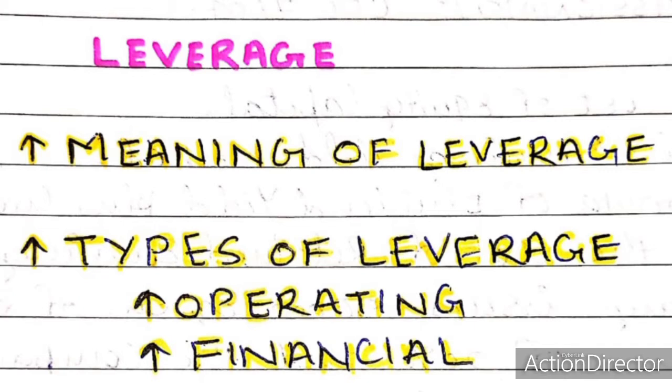Today we are going to start a new chapter which is Operating and Financial Leverage. In this chapter we will understand the meaning of leverage, types of leverages, namely operating leverage and financial leverage, computation and degree of operating leverage, characteristics and utility of operating leverage, meaning and effects of financial leverage, computation and degree of financial leverage, characteristics and utility of financial leverage, combined or composite leverage, and some graded illustrations.